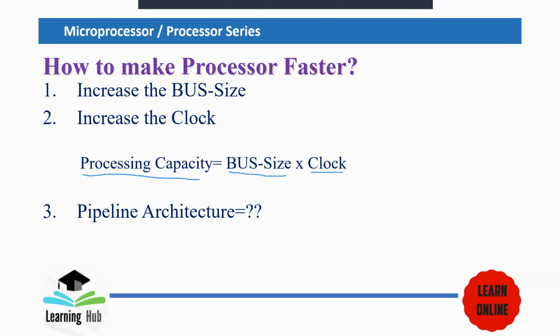There are three ways by which one can make faster processors. Increase the bus size. Unfortunately, there's a limit. Increase the clock size. Unfortunately, there's a limit. So the third case, which is still to be explained in this video series, is pipeline architecture. There are only these three ways by which one can make faster processors.